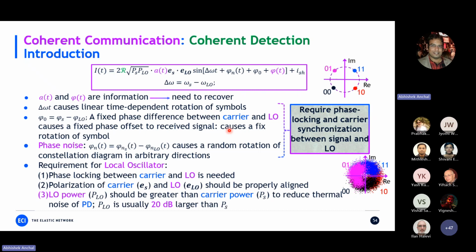So what are the requirements for the local oscillator if you use coherent detection? First of all, it must be phase locked between carrier and local oscillator. Phase locking is an essential part in order to cancel this fixed phase difference between carrier and local oscillator. So in order to cancel this rotation, we need to phase lock between carrier and local oscillator. Polarization must be aligned, which is a very common requirement of any kind of interference. And then the local oscillator power itself must be much higher than the carrier power. Usually it's 20 dB higher, in order to reduce the shot noise of the photodetector.